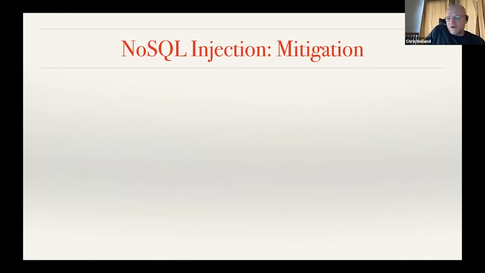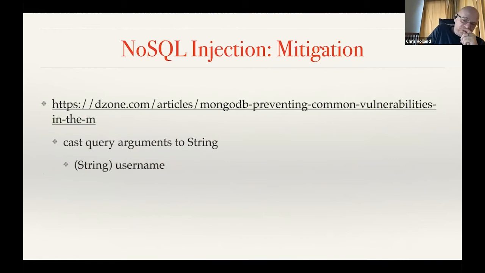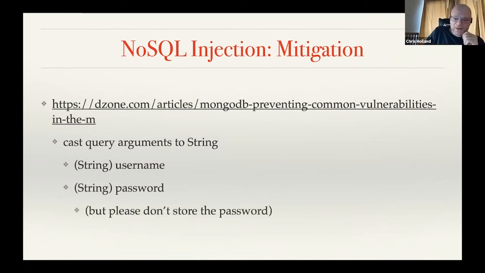So there are some better practices to mitigate against that. I have an article here from DZone on how to do it. They recommend to cast query arguments to string. So if you have a username, you cast it to a string. If you have a password, you cast it to a string. However, please don't store passwords in plain text in your data store. Please don't do that. And we're going to touch on that at the end of the presentation. So that's the exciting world of NoSQL injection.